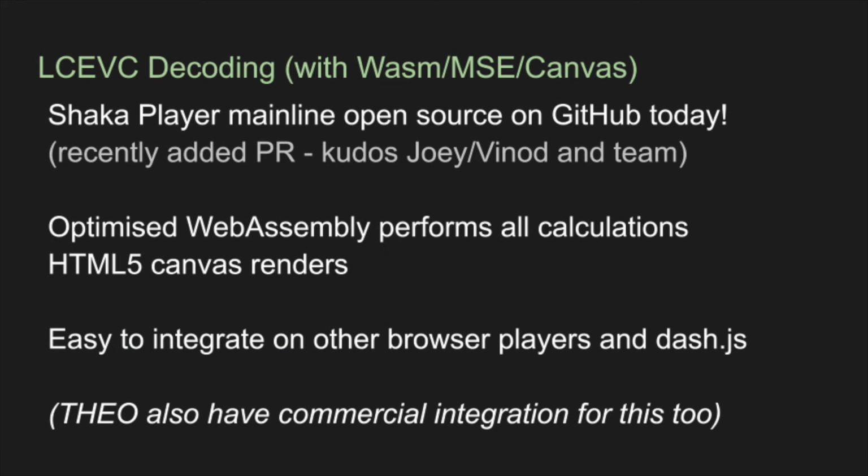And what about decoding? Well, with a browser, you can use media source extensions, there's a bit of WebAssembly, and into Canvas. You can find some working examples. Shaka Player Mainline now actually has this, which you can get from GitHub today. Kudos to Joey and Vino and the team. And also, it's easy to integrate on other browser players. So Dash.js has this, and also Theo Player has this too.